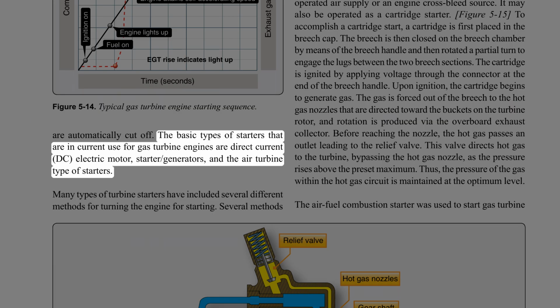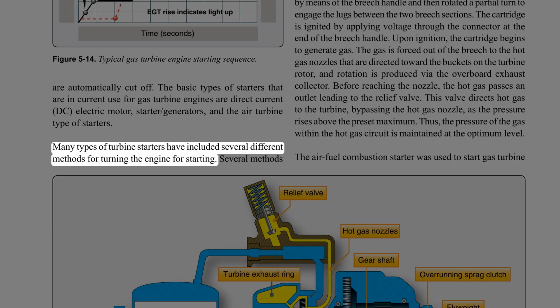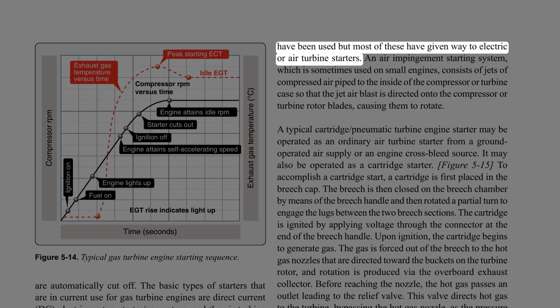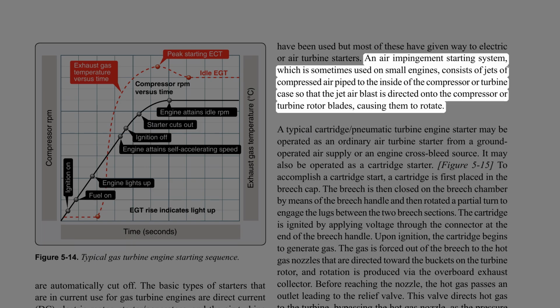The basic types of starters that are in current use for gas turbine engines are direct current, DC, electric motor, starter-generators, and the air turbine type of starters. Many types of turbine starters have included several different methods for turning the engine for starting. Several methods have been used, but most of these have given way to electric or air turbine starters. An air impingement starting system, which is sometimes used on small engines, consists of jets of compressed air piped to the inside of the compressor or turbine case so that the jet air blast is directed onto the compressor or turbine rotor blades, causing them to rotate.